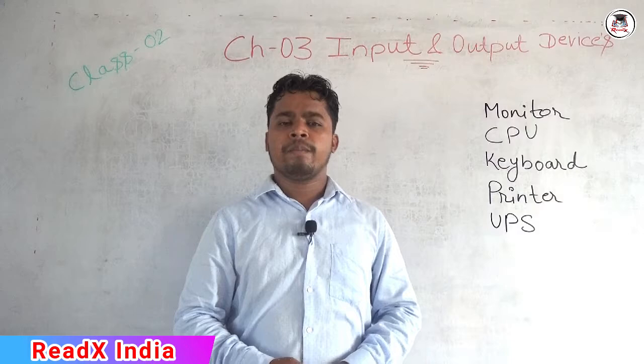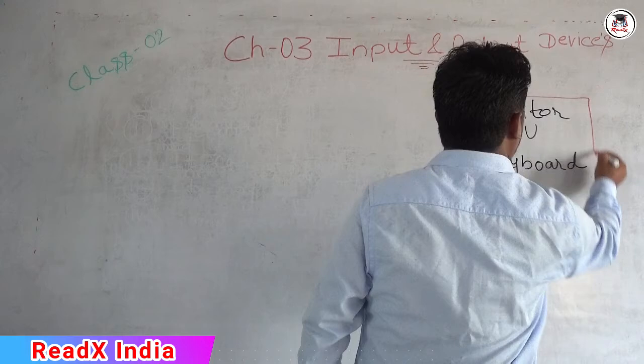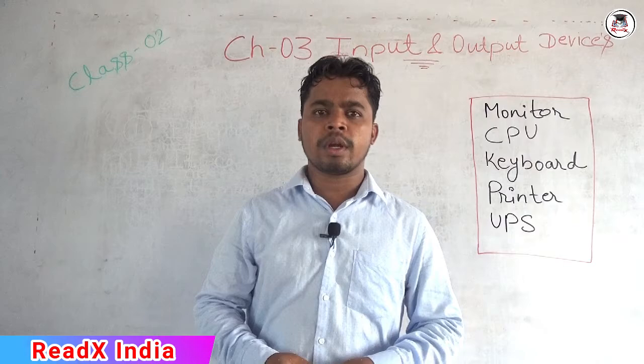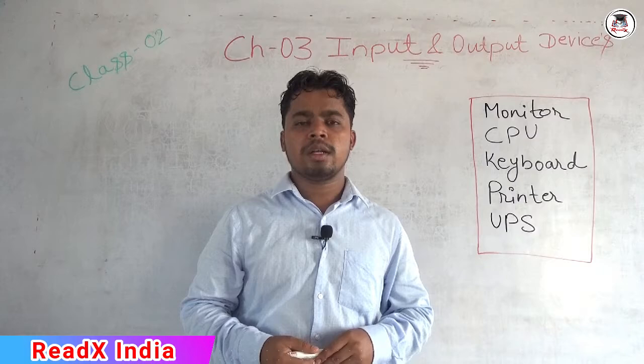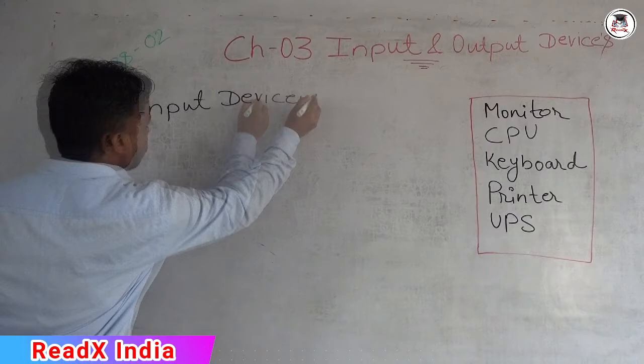Now in this chapter, we will learn how we can categorize all these devices, how we can separate all these sorts of devices. Basically, all these devices will be categorized into two categories. What are those? One is input device and another is output device. First one is input device. How can we define the input device?